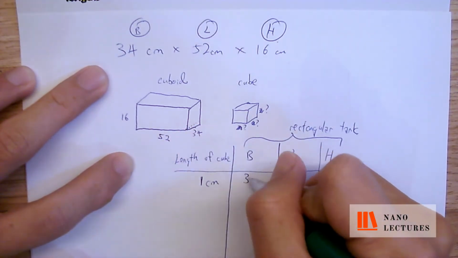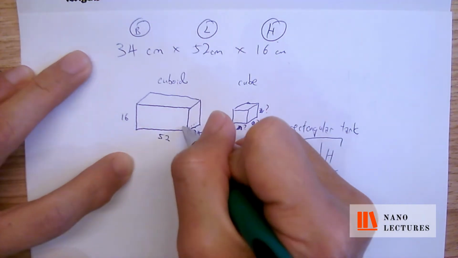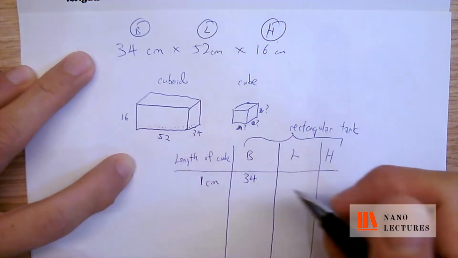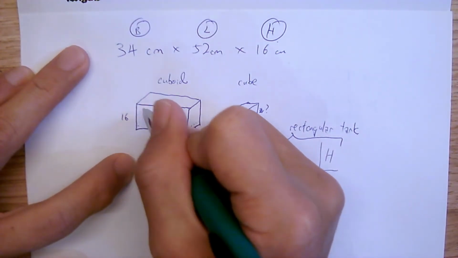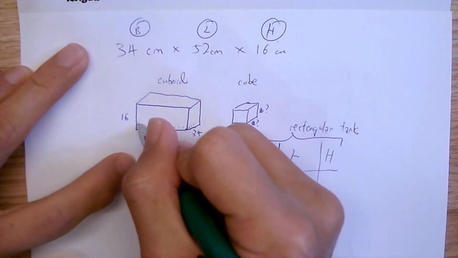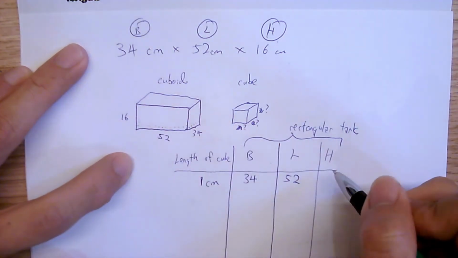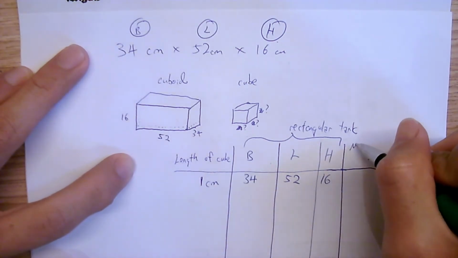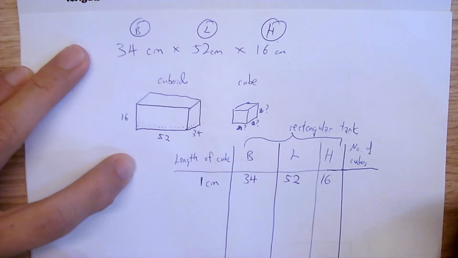So it'll be 34. And since it's also 1 cm, for my length I can also put 52 of the 1 cm cubes inside. And for my height, I can stack up 16, because each cube's height is only 1 cm. So I can stack 16 all the way up, since the total height of the rectangular tank is 16 cm. So over here will be 16. And over here will be the number of cubes.